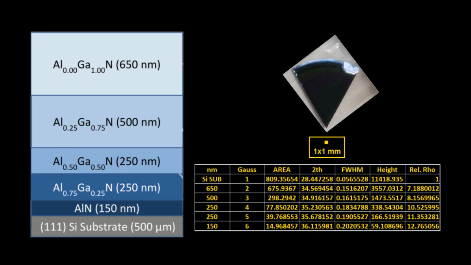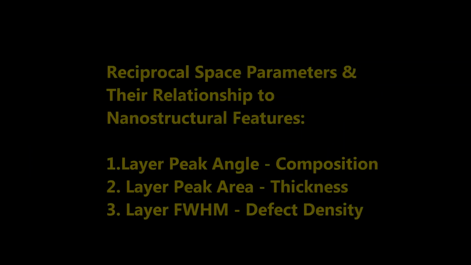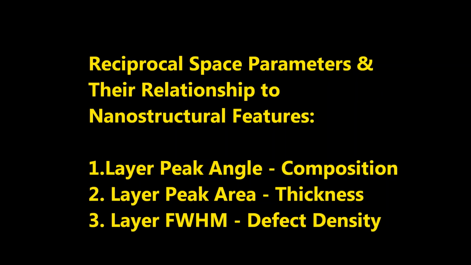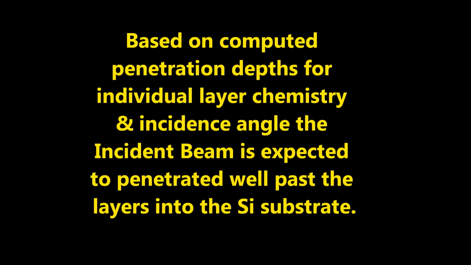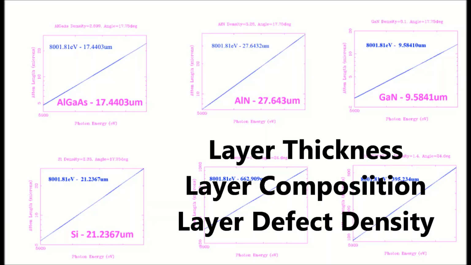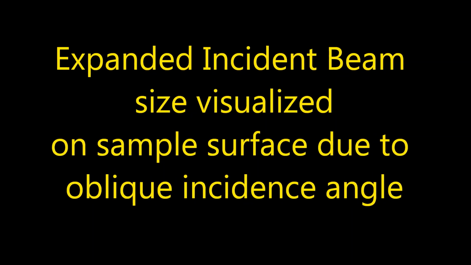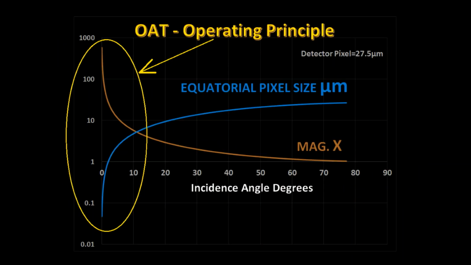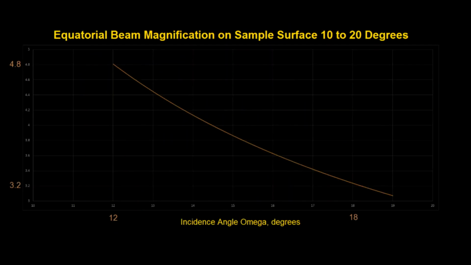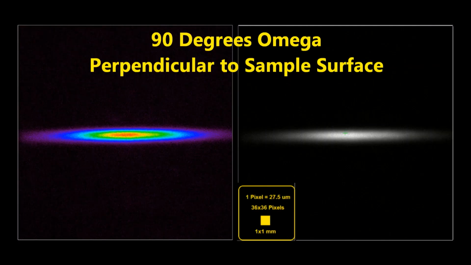Each layer's nanostructural characteristics may be identified and quantified using this methodology, including layer thickness, layer composition, and layer defect density. Beam expansion along the equatorial plane, in this case in the range of 300 to 328%, is important to bear in mind.